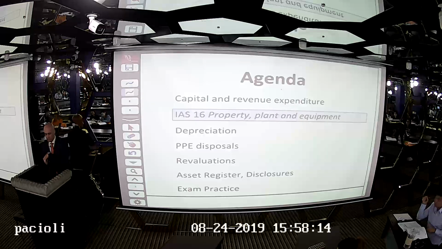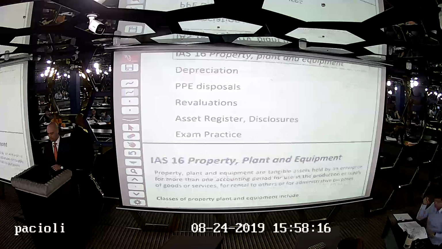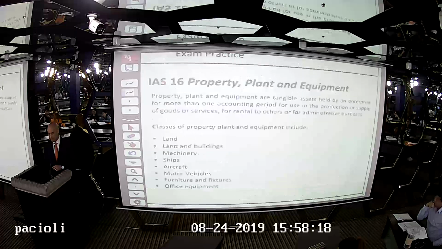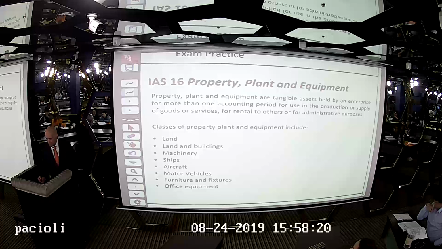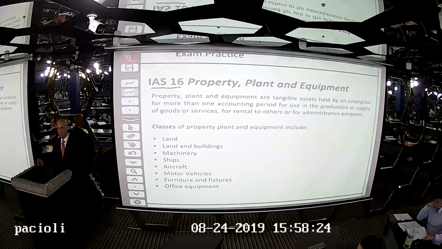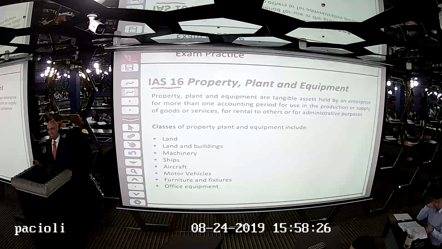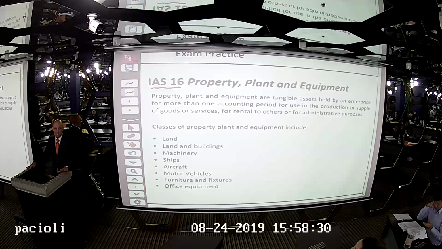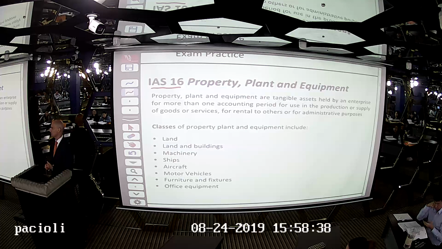Okay, I've given you the definition of PPE, and the definition I gave you is here. The standard for PPE is IAS 16. The standard for inventory was IAS number 2. For your exam, you don't need to remember the standard numbers. If you remember the standard number, okay, great. But if you don't remember the standard number, it's not going to affect your exam.